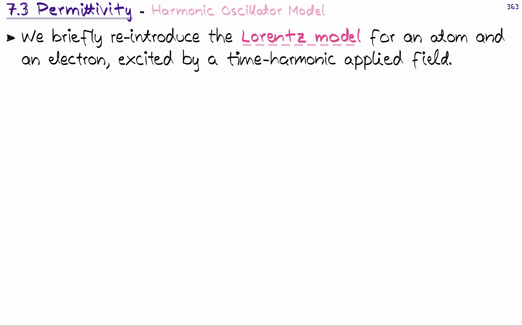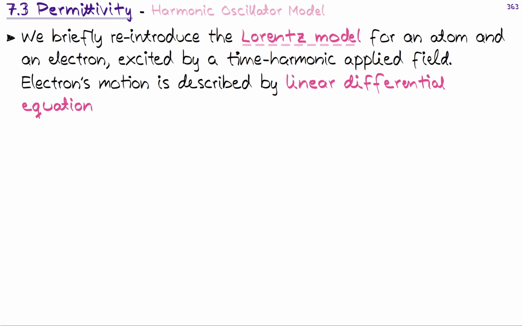And because the electron has a much smaller mass than the atom, what actually happens is that the atom stays still, and only the electron starts oscillating, because it's a charged particle and we are applying a time harmonic applied field. Now we want to describe the motion of the electron. And how do we do that? Well, we write an equation of motion derived from Newtonian mechanics, and essentially we end up mathematically with a linear differential equation of this form.